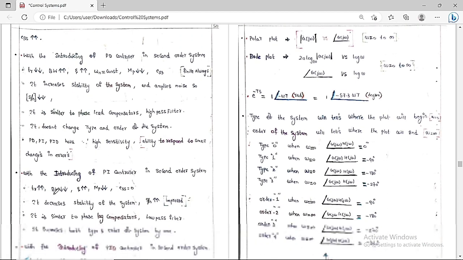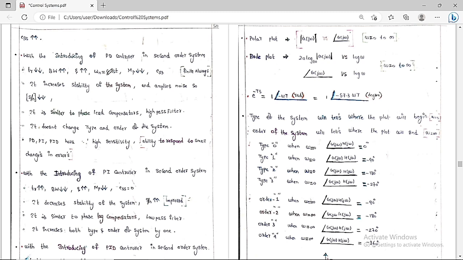Now the next concept is the introduction of a PD controller in the second order system. Suppose we introduce the PD controller in the second order system, then what things are going to occur? We will discuss that in a very detailed manner, so listen carefully. What are the effects that happen because of this PD controller?